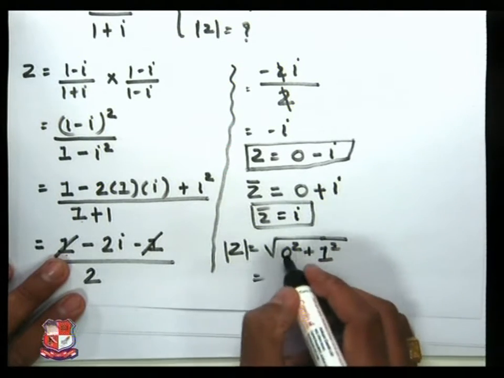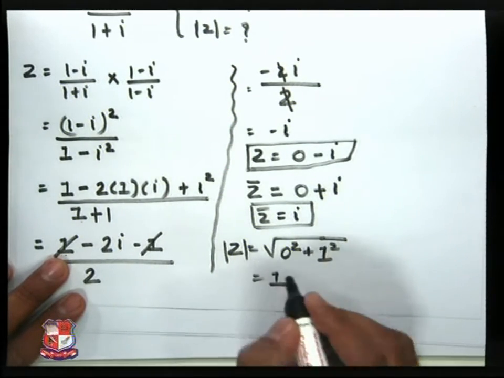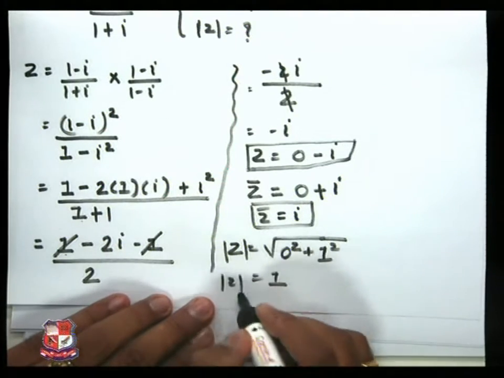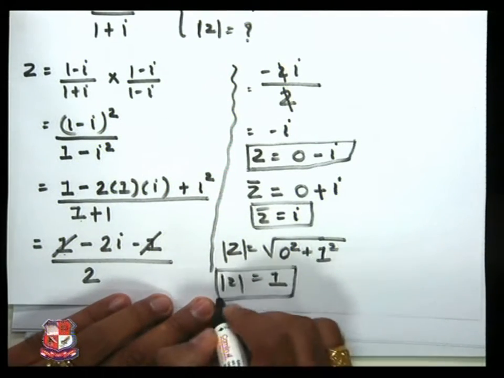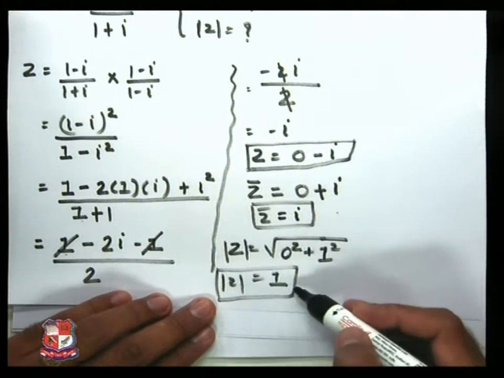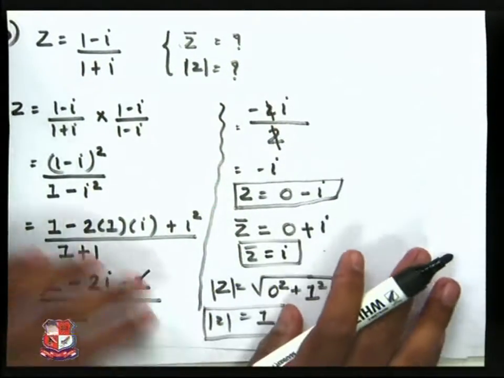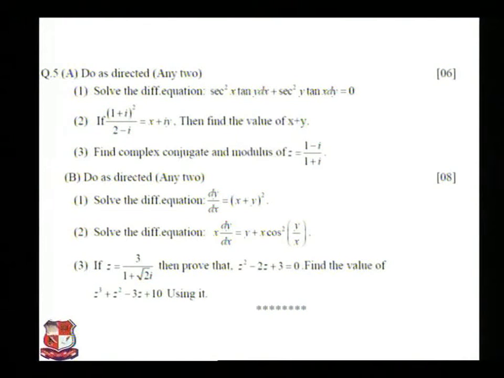So 0 square, that is 0, 1 square, that is 1, under root of 1, that becomes 1. So our mod z, that becomes 1. So we find here two answers: z bar, that is plus i, and mod of z, that is 1. So our result, that is 2. Now we move to our next question.